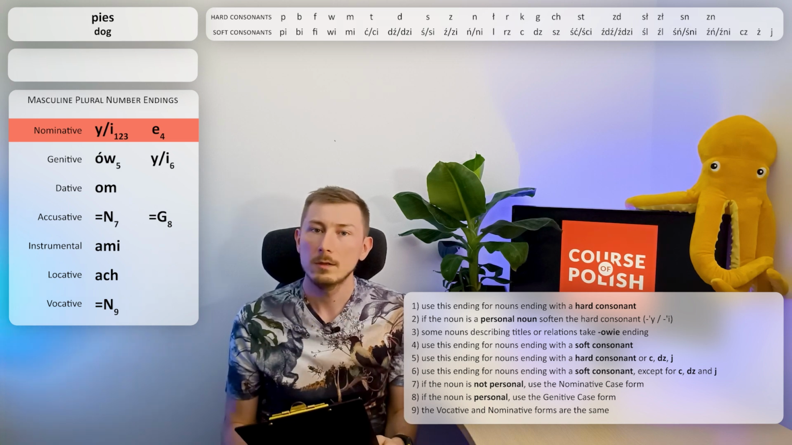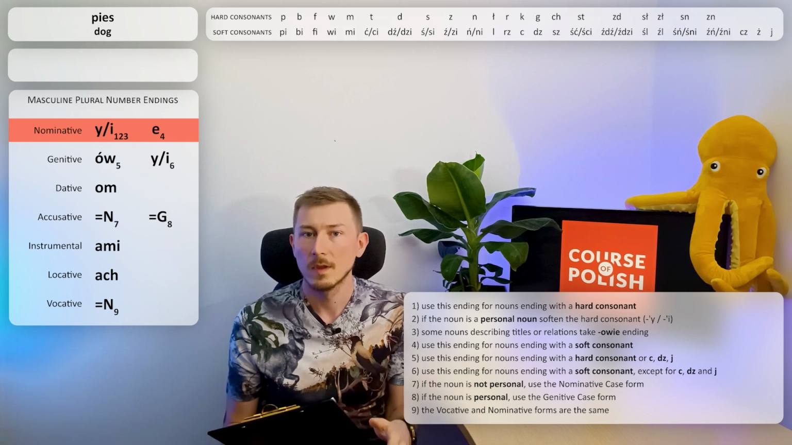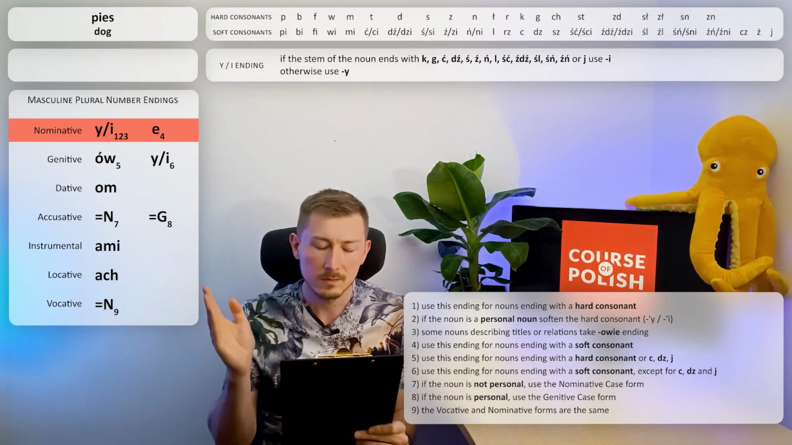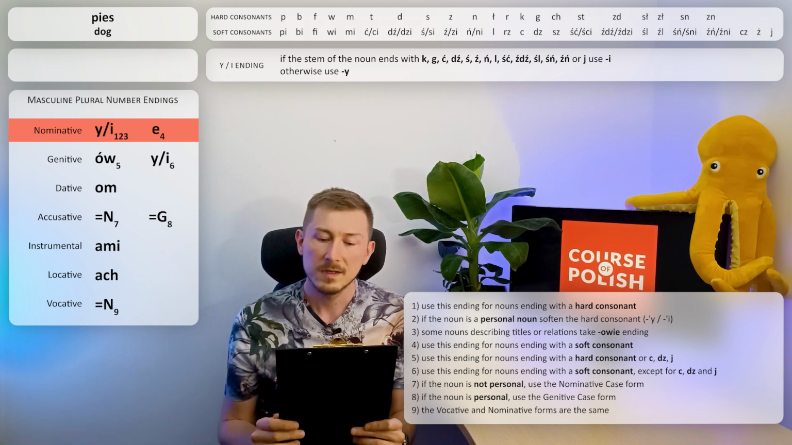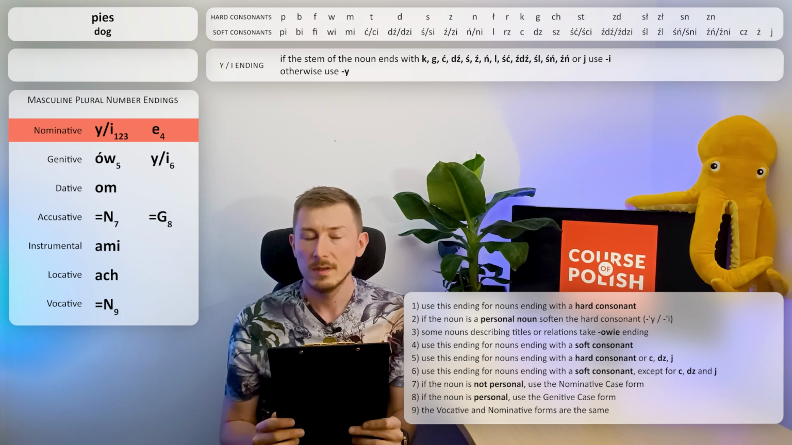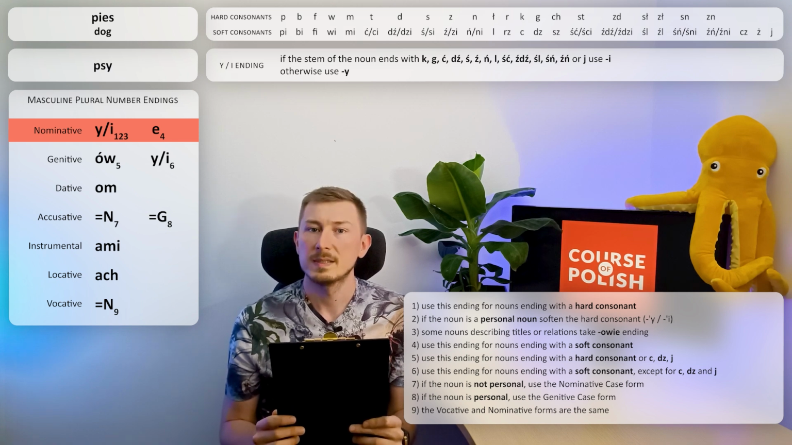But how do we decide if we should use I or I? So here is the rule, you just have to memorize it. If you look at this rule, it says that after s, we should use I. So the final form will be psy, psy.